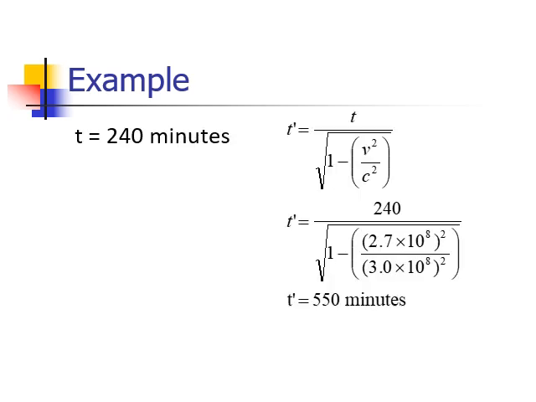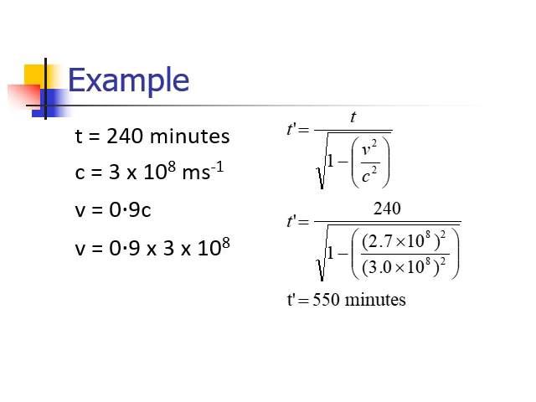Okay, so what we're looking at is the time t as observed on the rocket is 240 minutes. We have the speed of light. We have 90% of the speed of light, which ends up being 2.7 times 10 to the 8. And if we substitute in those numbers, we end up with a dilated time of 550 minutes. So to the person in the rocket moving very quickly, it appears that 240 minutes have elapsed. To the person observing the rocket, from their reference frame, it appears that 550 minutes have elapsed.